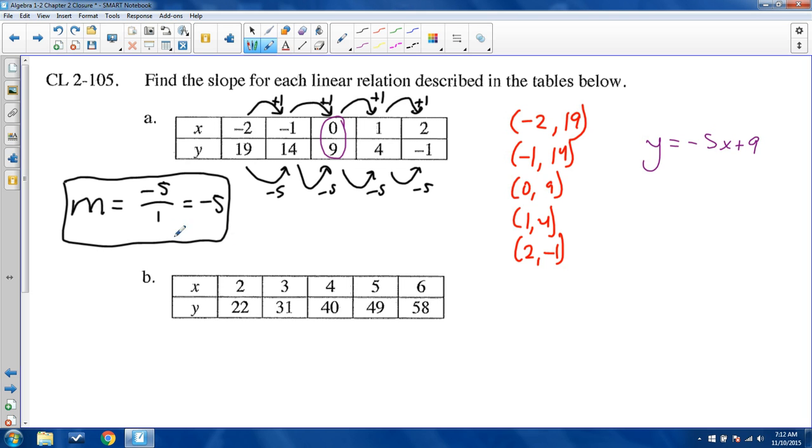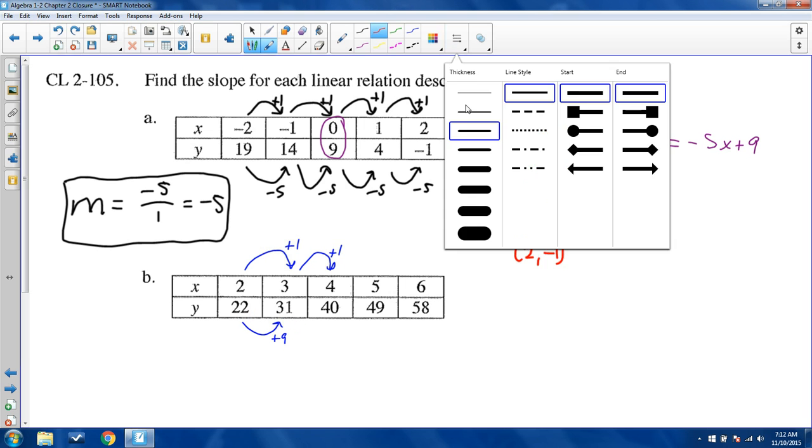Okay, letter B here. It looks like x is jumping by 1s again. Cool. So every time I'm increasing 1. Okay, I could be doing that again. Now, every time here it looks like I'm adding 9. I'm going to try a different approach this time.